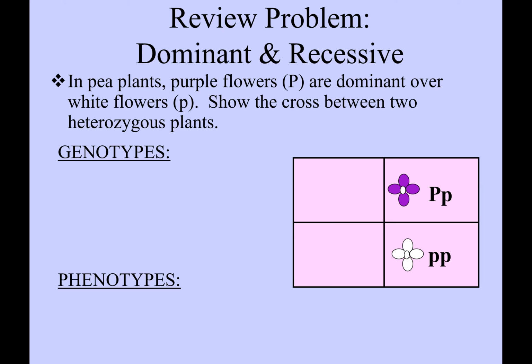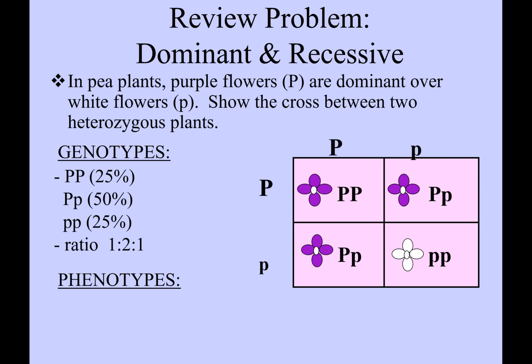So if you had a problem where you were told in pea plants, purple flowers are dominant over white flowers, show the cross between two heterozygous plants. I fill in my parents on the top and the side of the Punnett square. Heterozygous plants, so I need a capital letter and a lowercase letter, or the dominant allele and the recessive allele. And I'm going to fill in my Punnett square, which I know you are pros at this point.